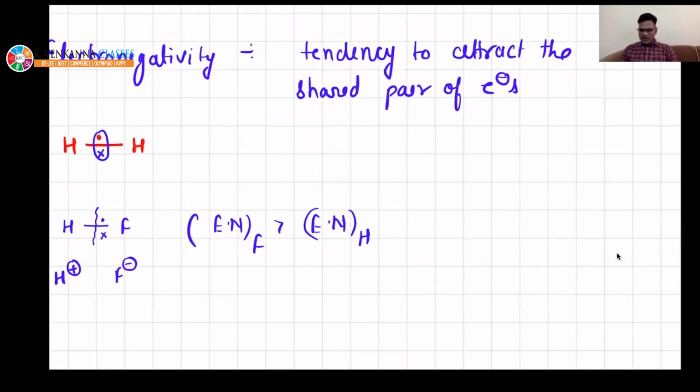Let's say nitrogen and hydrogen. In this case also, we have found that the electrons are slightly attracted towards nitrogen. So if it is attracted towards nitrogen, what we will do is break this bond and bring negative on nitrogen and positive on hydrogen.